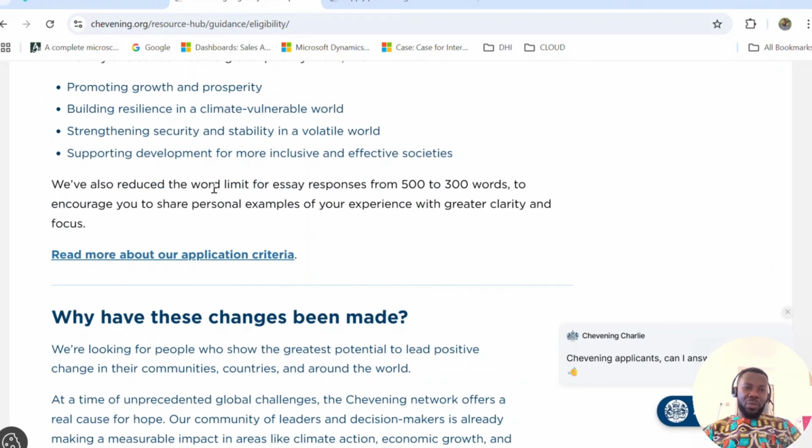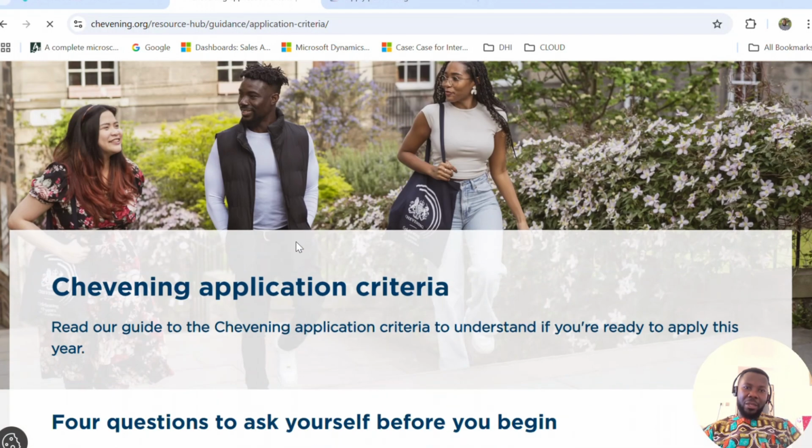We've also reduced the word limit for essay responses from 500 to 300 words to encourage you to share personal examples of your experience with greater clarity and focus. You can read more about our application criteria here.